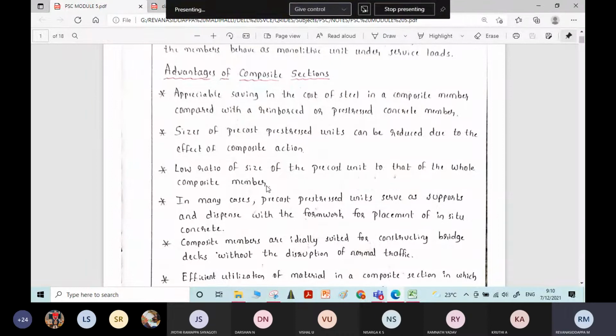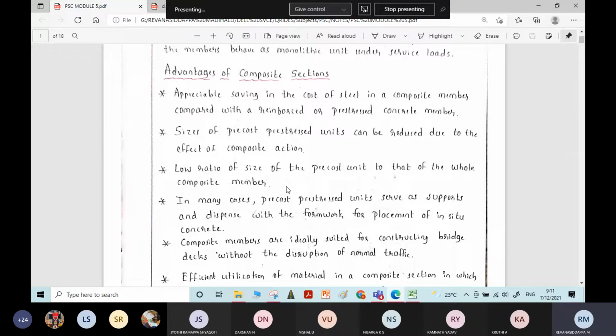normal strength concrete as the cast in situ slab, then it is more than enough to carry those compressive stresses. And to handle the tensile stresses at the bottom fiber, we should have a higher grade of concrete, which will be taken care of by the PSC elements. In this way, we can effectively utilize the materials.